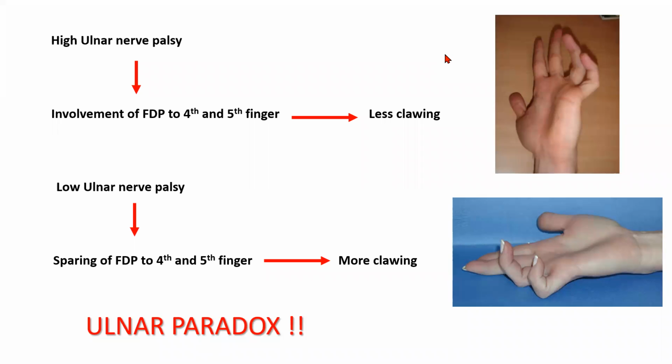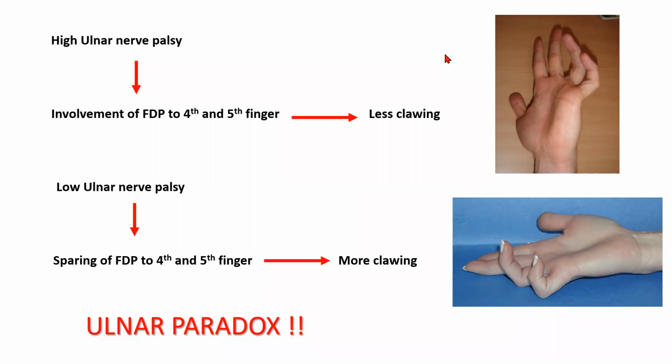Another person has asked, why is F2 abduction lost in ulnar nerve palsy? F2 you mean the index finger, right? Now, as I said earlier, with regards to adduction and abduction, the middle finger is the axis. Now, this is F2 abduction. Do you agree? Yes, sir.